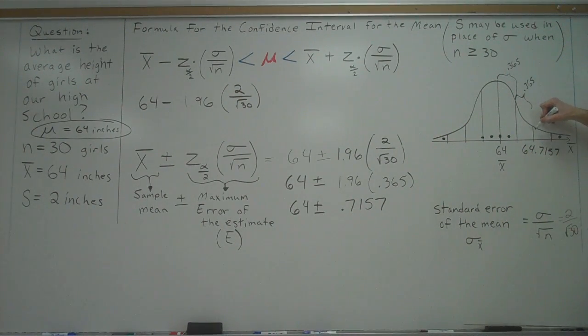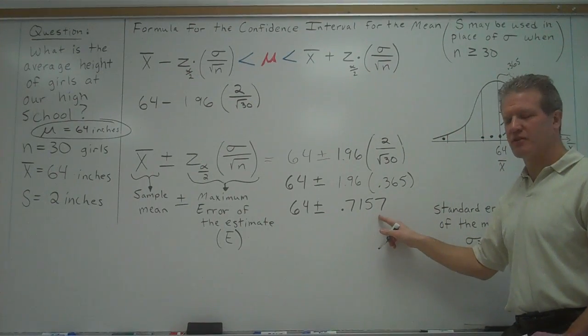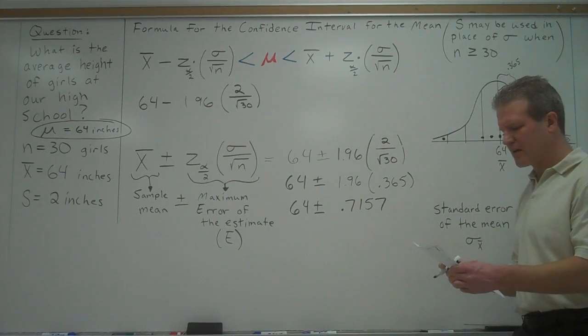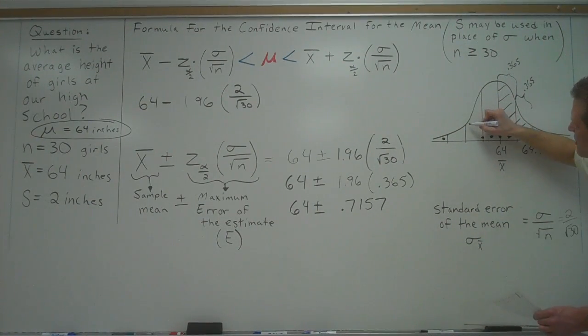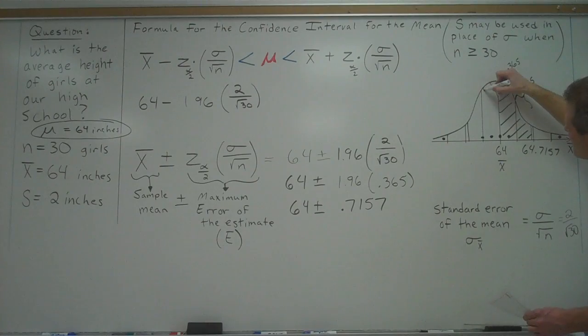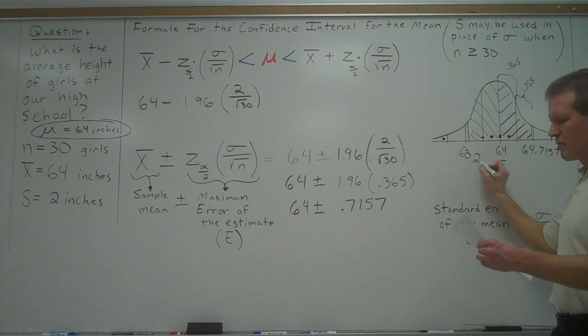And I'm at 1.96 standard errors, so I'd be just a little less than 2 standard errors. I'd be about right there. That's going to encompass this part of the data. Then I'm going to take 64 minus 0.7157. If I do that, I get 63.284. That's going to be taking me 1.96 standard errors left. Encompass this area. 63.284.